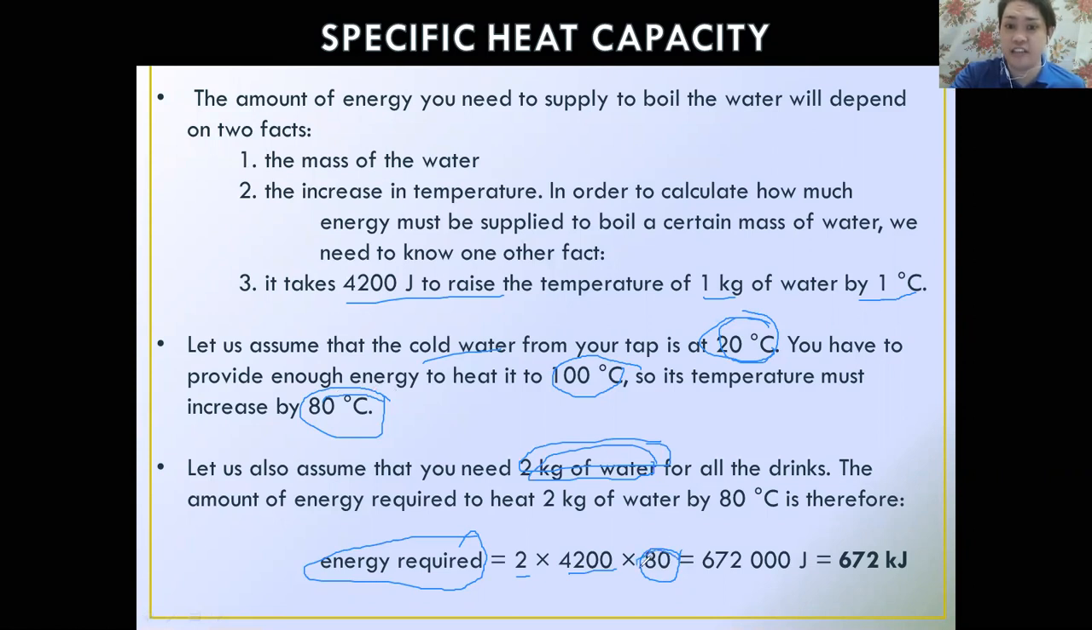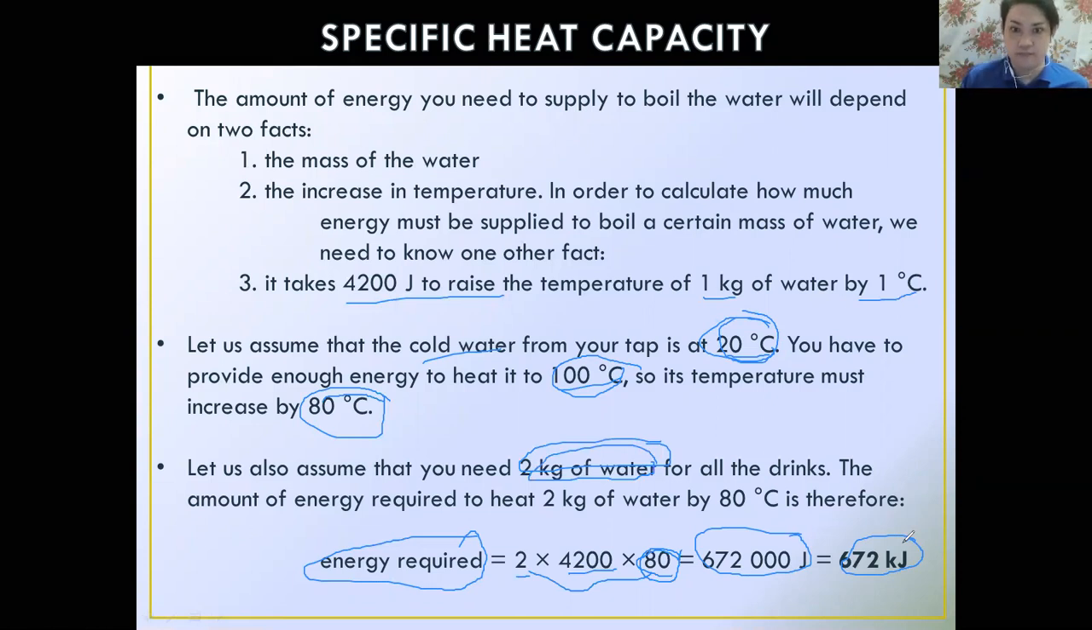How did we get 80 degrees Celsius? We just subtract 20 degrees Celsius from 100 degrees Celsius to know how much the temperature increased by. So by multiplying this, it gives us 672,000 joules, or we can write it as 672 kilojoules.